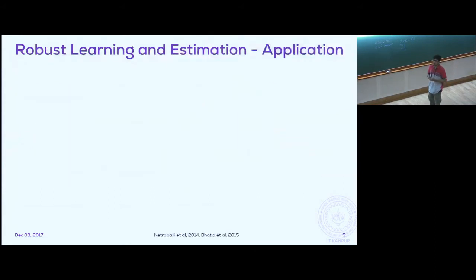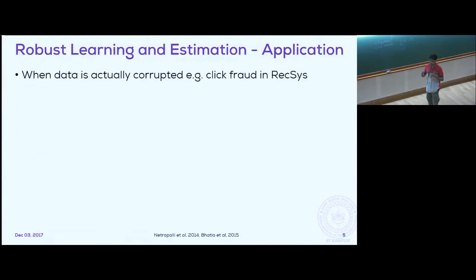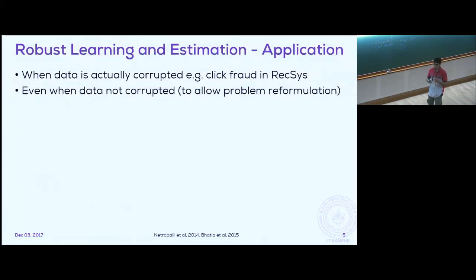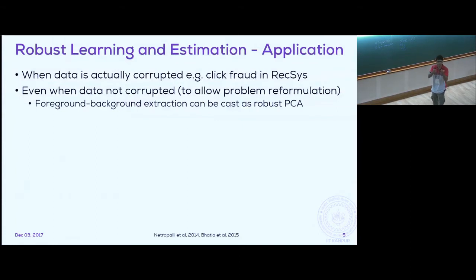So let's look at some applications, like actual applications, not the toy ones we looked at. The first application of robust learning and estimation techniques is when the data actually gets corrupted. Let's say you have recommendation systems and we have click fraud happening. But that's not the only case in which these have been applied. Robust learning and estimation techniques have also been applied when the data is not corrupted, but they are used to reformulate learning problems. So for instance, one very favorite example is an application that Praneeth and Prateek worked on, casting foreground background extraction as a robust PCA, robust principal component analysis problem.